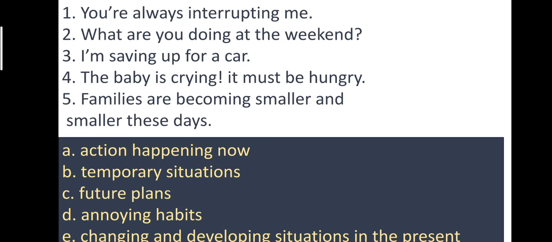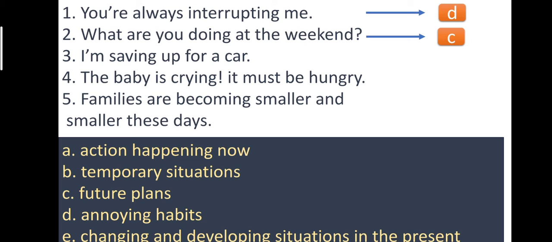Now let's do the same with the present continuous. You have 5 sentences and 5 usages of the present continuous. You're going to match the sentences with the usages. So pause the video again and match. Okay, let's check our answers together.